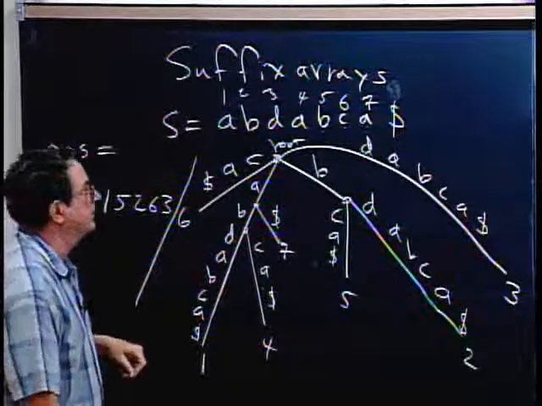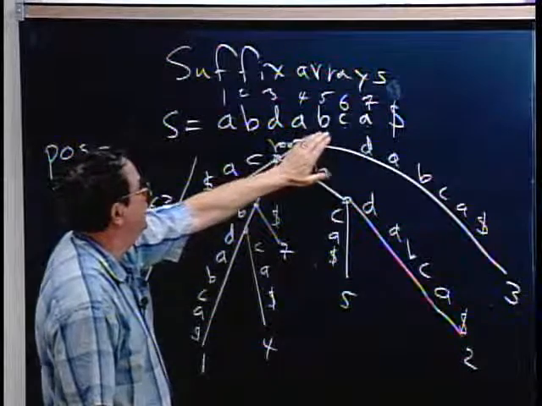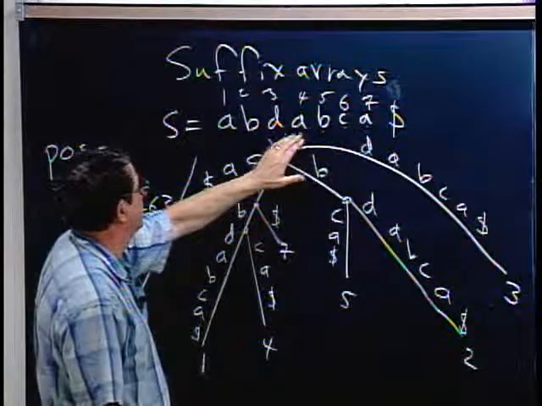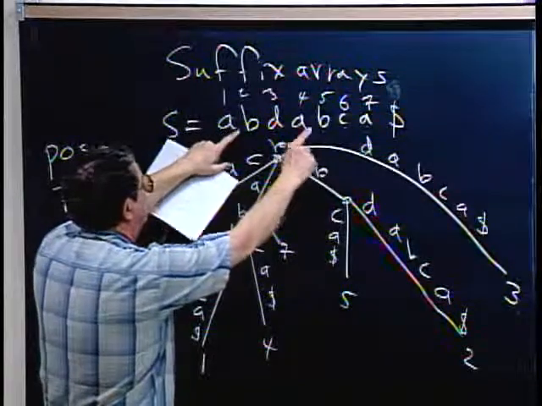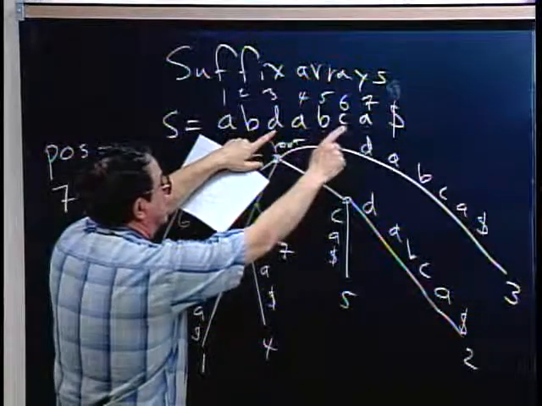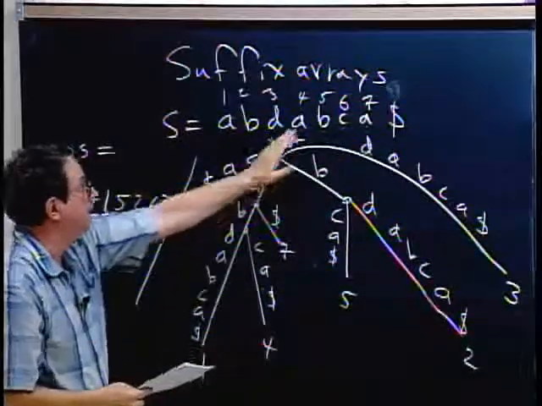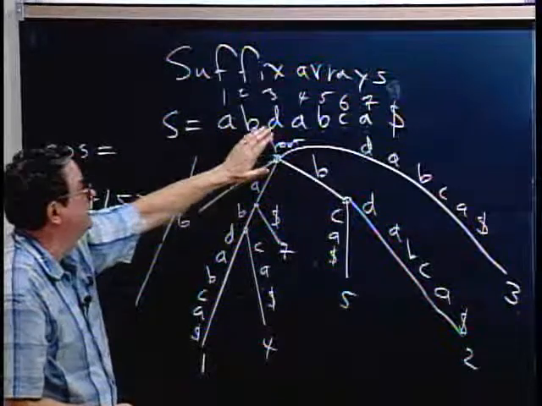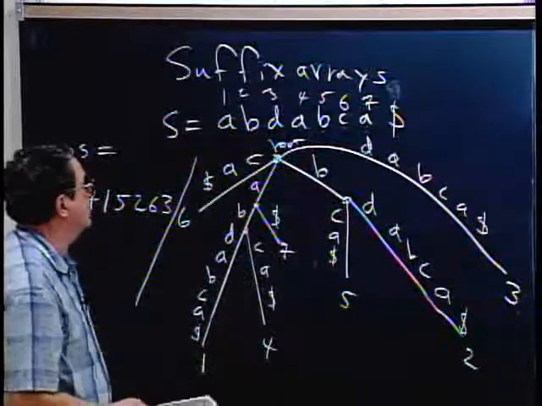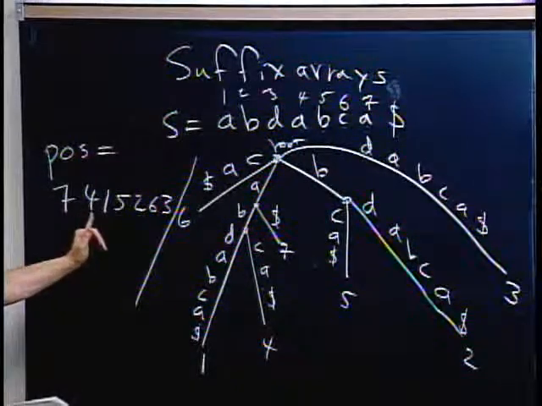Then the next lexicographically smallest suffix begins at position 4. It's A, B, C, and so on. That's lexicographically smaller than the suffix that begins at 1, which is A, B, and then this is a D, but this is a C. C is lexicographically smaller than D, so A, B, C, and onward is lexicographically smaller than A, B, D, and onward. Okay? So the second lexicographically smallest suffix begins at position 4.